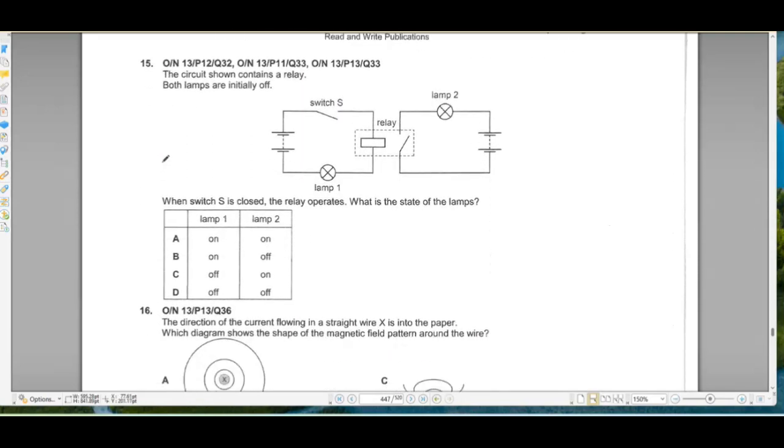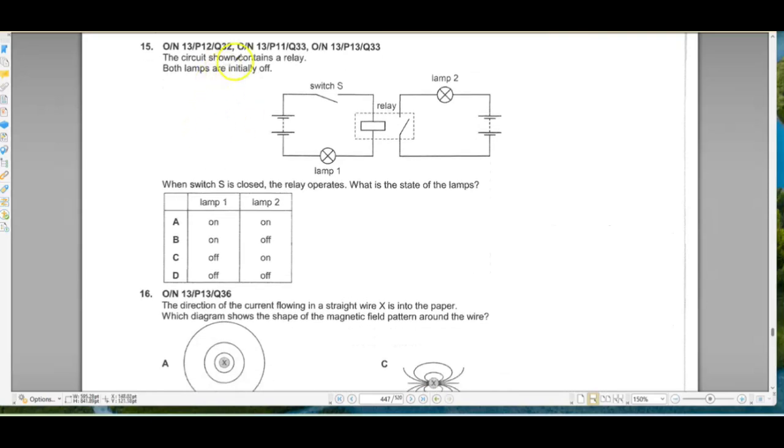Moving on to question number 15. The circuit shown contains a relay. Both lamps are initially off. When switch S is closed, the relay operates. What is the state of the lamp? If the switch S is closed and the relay operates, so this is going to get closed as well, and lamp 1 and lamp 2 both are going to be on. Okay? So we are looking for an option which states that both are on. So A is going to be the correct option.